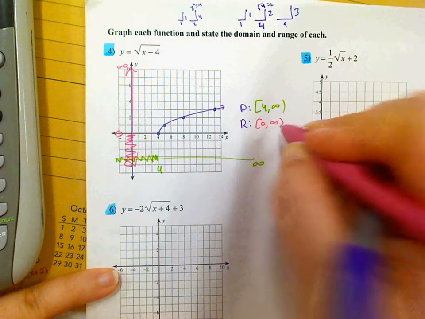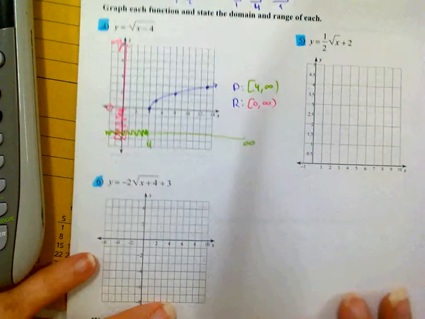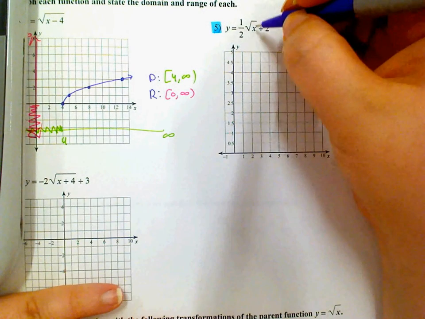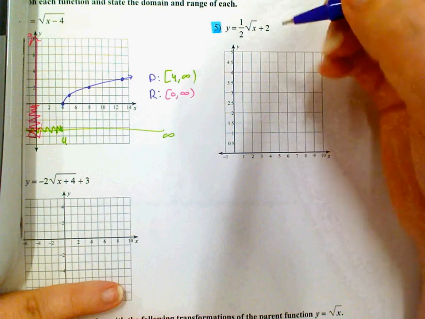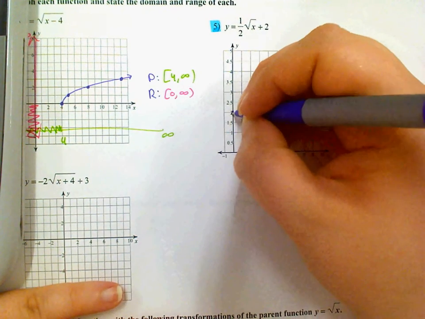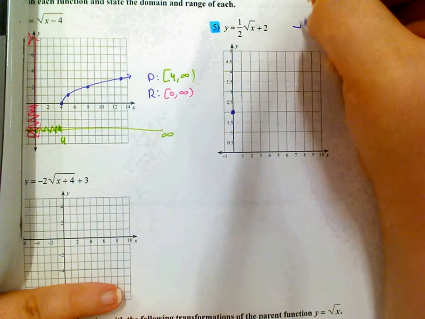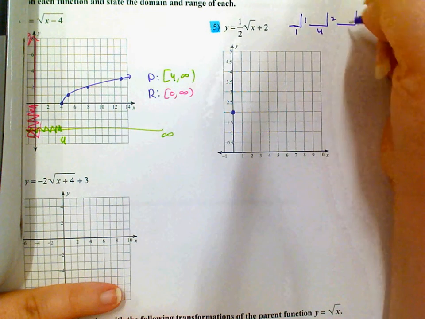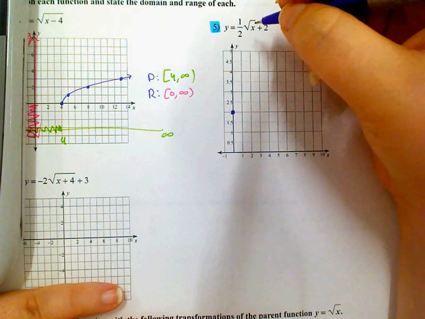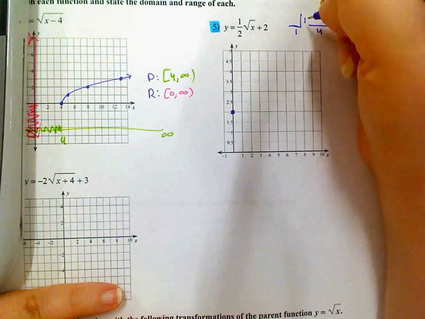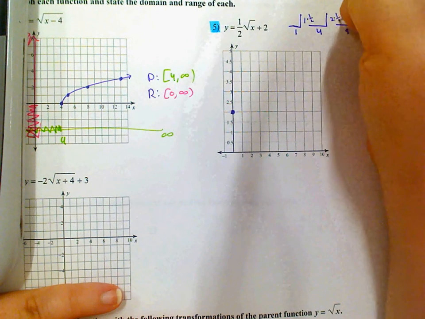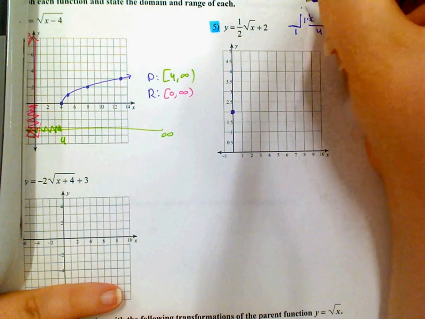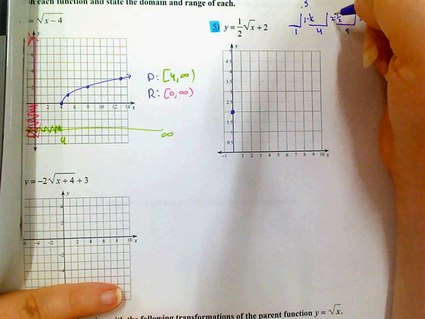Okay. On the next graph, we don't have a left and right shift because there's not a plus or minus on the inside with the square root, but we do have a plus 2, so I'm going to shift up 2. Now normally, I go over 1, up 1, over 4, up 2, and over 9, up 3. But I have a vertical compression by a factor of 1/2, so I multiply the vertical heights by 1/2. So I only go up half of what I normally would. Normally I would go up 1, now I'm only going to go up 0.5. Normally I would go up 2, now I'm only going to go up 1. And normally I would go up 3, but now I'm only going to go up 1.5.